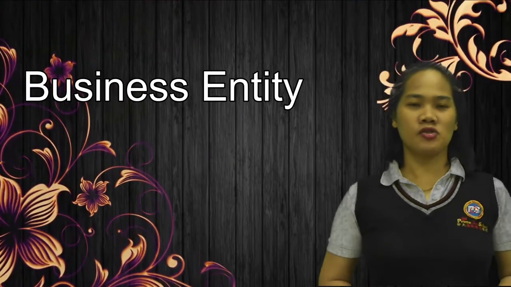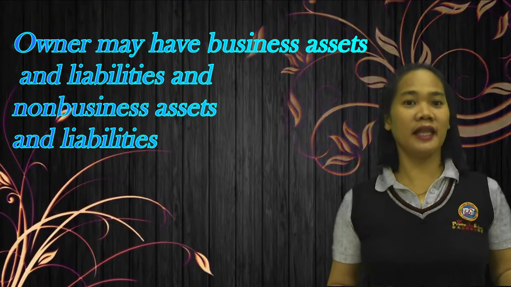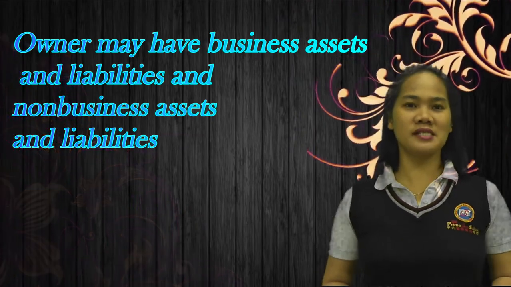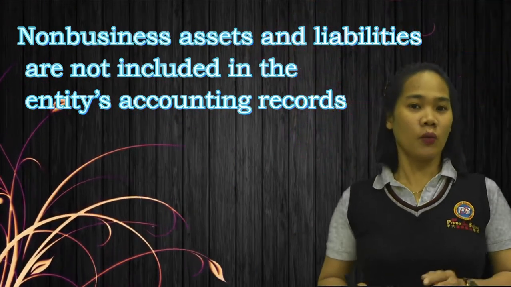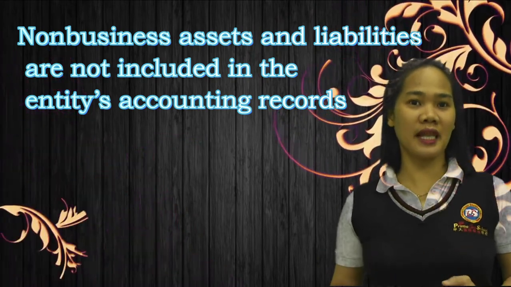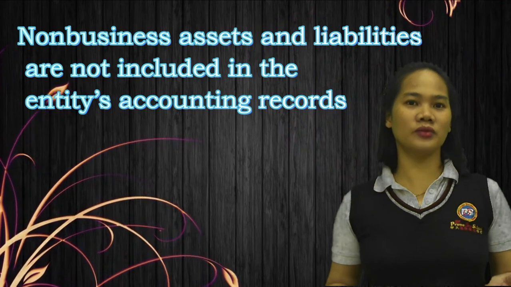Session. So, after we have learned about the balance sheet, now we are going to learn about the effect of the transaction. Under this effect of the transaction, we have what we call the business entity concept. When you say business entity concept, this is where the owner may have business assets and liabilities and also non-business assets and liabilities. Those non-business assets and liabilities are not included in the entity's accounting record. When you say non-business, it means that it is outside of the business. So it means that it is personal assets and liabilities. It will not be included in our entity's accounting record.